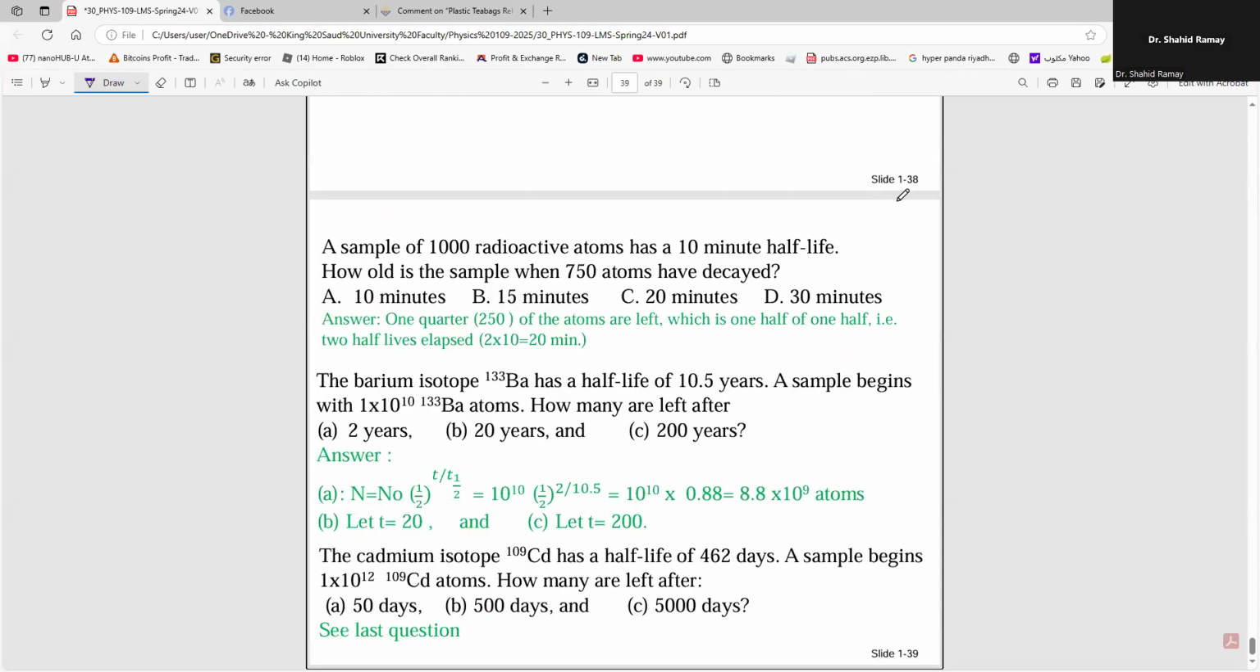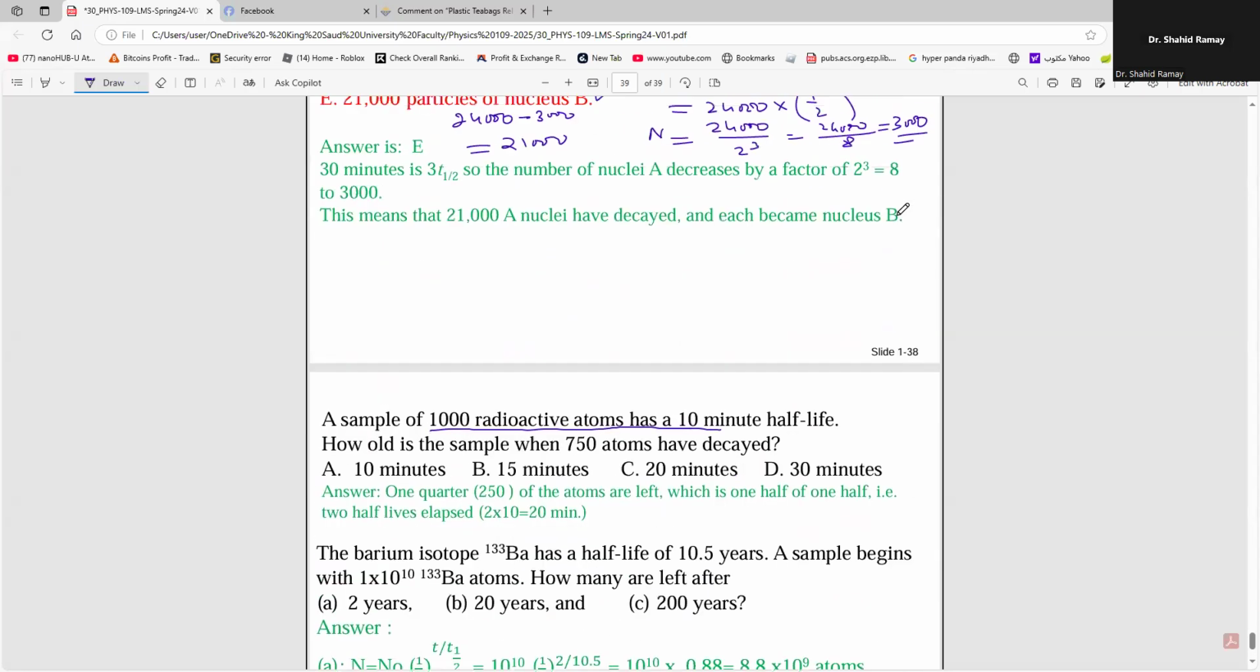Okay. After this, now you can see a sample of 1,000 radioactive atoms has a 10-minute half-life. In the same way, in the same style, you have to solve. These are very important problems, and you should apply the formula. I write it here: N is equal to N naught into 1/2 to the power n.